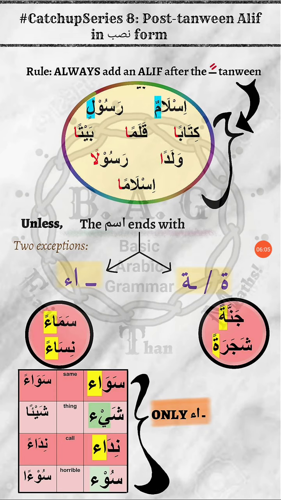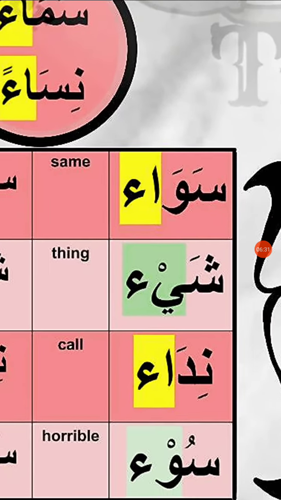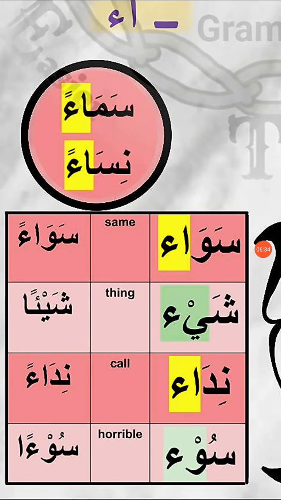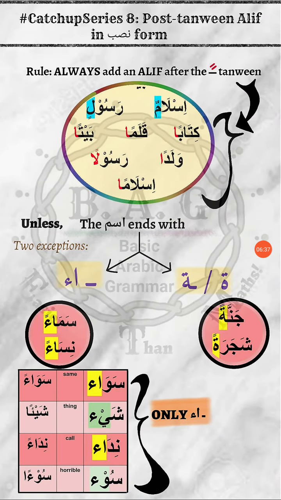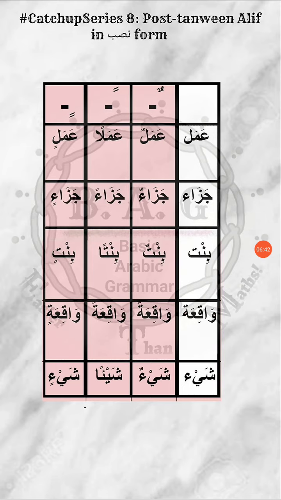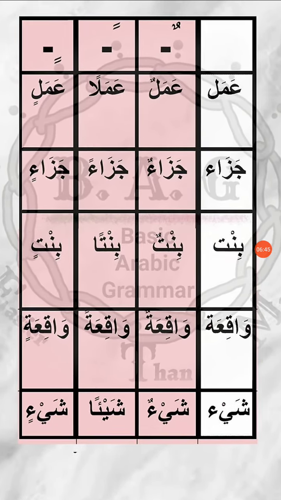So what's the summary? In a nutshell, you can simply say that you always have to add an alif after the nasab tanween, unless of course the ism ends with the round ta, also known as the ta marbuta, or it ends in alif hamza combo. And you have to mention alif hamza combo specifically, because as you can see in these examples, there is a post-tanween alif in shay and su, because it's not alif hamza combo. It is only ending in hamza and there's nothing else that points us in that direction.